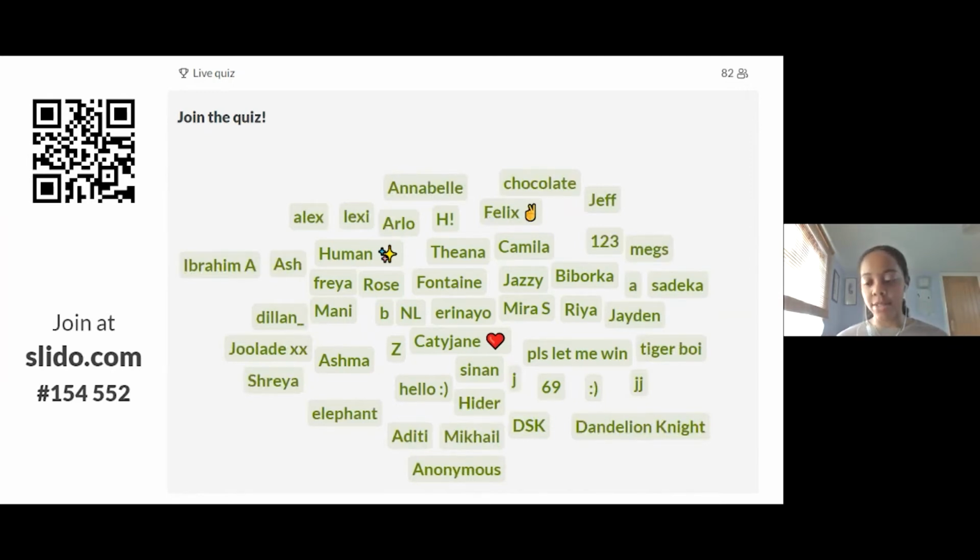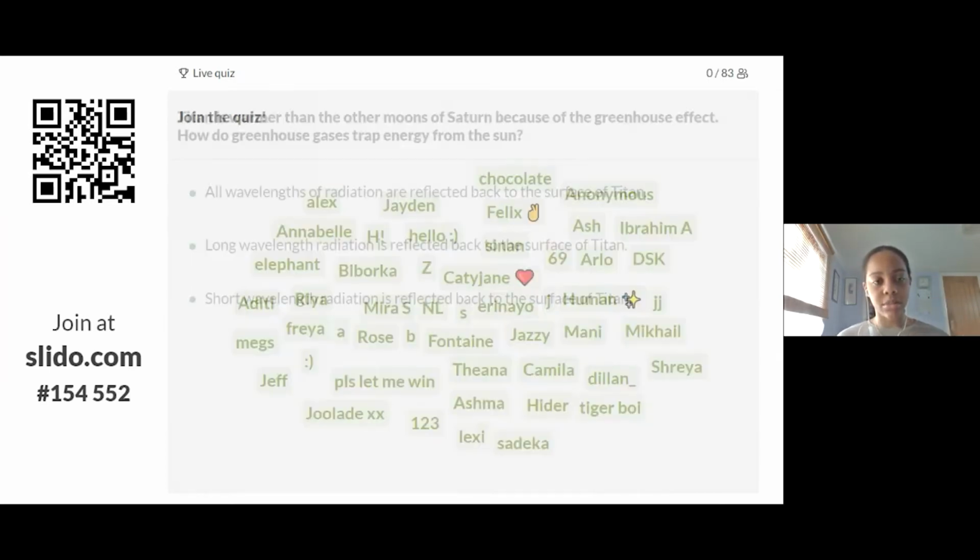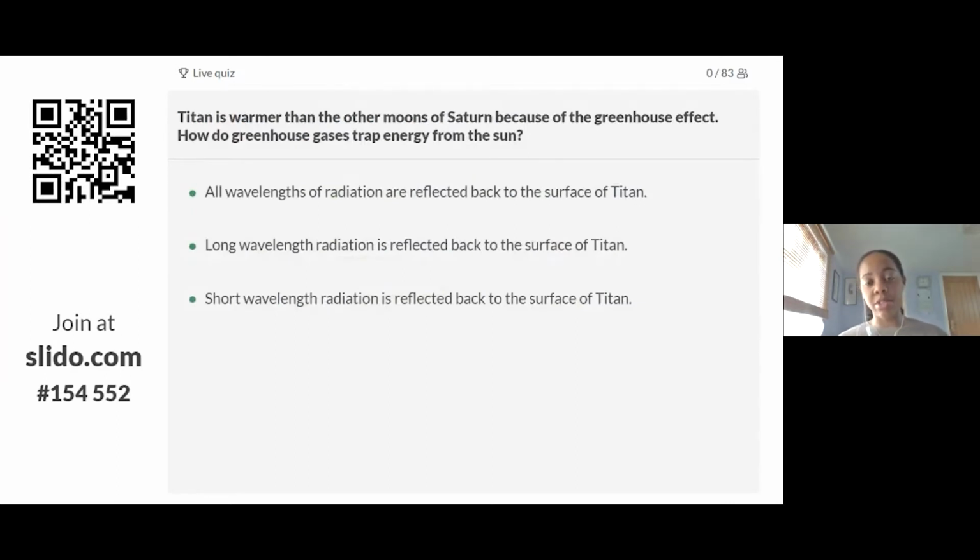Fingers on buzzers, guys. The question is coming up in 3, 2, 1. Titan is warmer than the other moons of Saturn because of the greenhouse effect. How do greenhouse gases trap energy from the sun? Is it all wavelengths of radiation are reflected back to the surface of Titan? Is it long wavelength radiation is reflected back to the surface of Titan? Or is it that short wavelength radiation is reflected back to the surface of Titan? What do we think, guys? How do greenhouse gases trap energy from the sun?